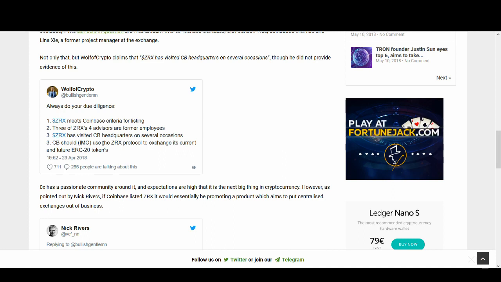Coinbase should, in my opinion, use the 0x protocol to exchange its current and future ERC20 tokens. That could be a big reason. This is massive speculation, but if this is true, then this could be potentially huge for 0x.